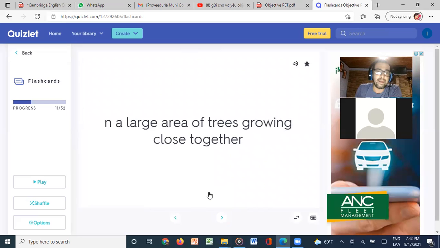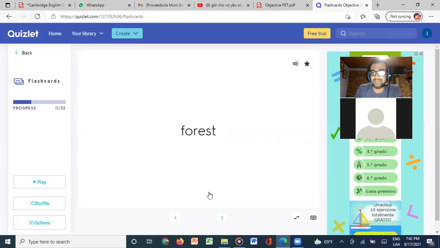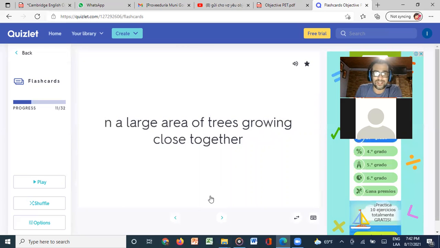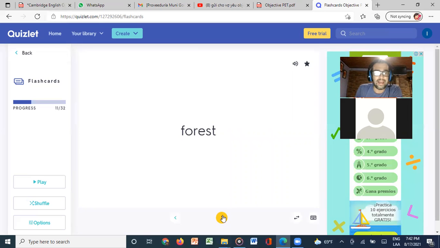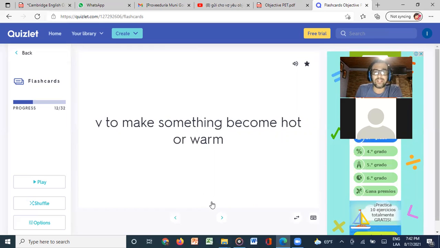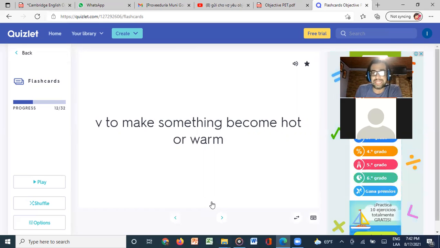Now, number 11, we have forest. Very easy, right? The forest, a large area of trees growing close together, forest. Number 12, it's heat. Heat. Well, that's to make something become hot or warm, right? Heat.